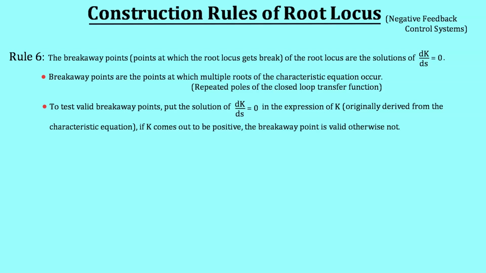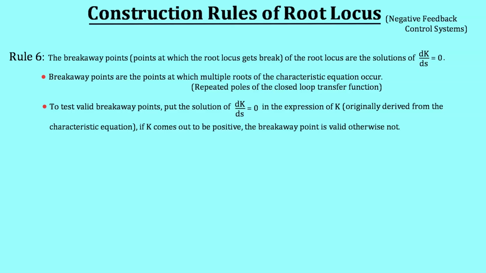The breakaway points of the root locus are the solutions of the differential of gain parameter k with respect to the Laplace variable s, equating this with 0. Theoretically, breakaway points are the points at which multiple roots of the characteristic equation occur. Also, it is not necessary that all the solutions of the derivative of gain parameter k with respect to the Laplace variable s are valid breakaway points. You have to put the solutions in the original expression of k. If k comes out to be positive, then the breakaway point is valid, otherwise it is not a valid breakaway point.